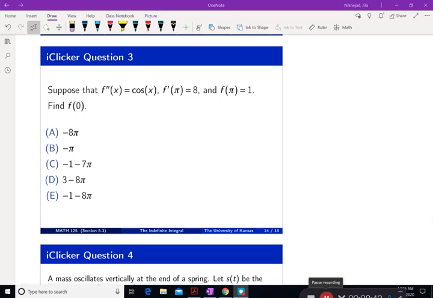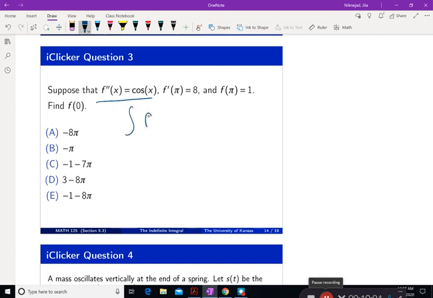I click at question 3. Suppose f double prime of x is equal to cosine of x, and f prime of pi is equal to 8, and f of pi equals 1. Find f at 0. Now we're back. Let's see. I have to start over here. That's the only place that I have a function.